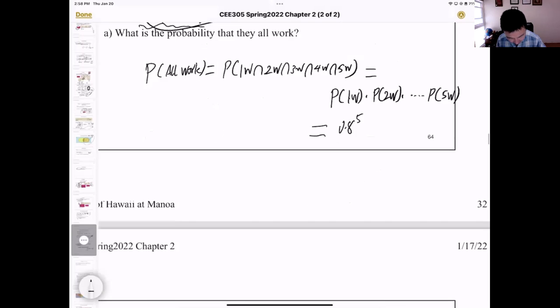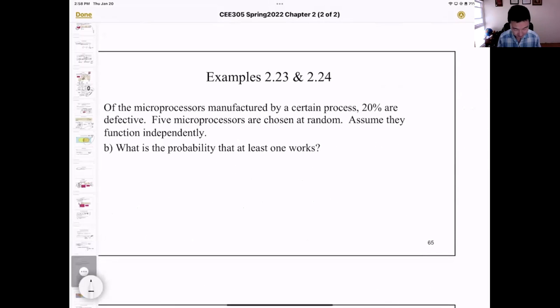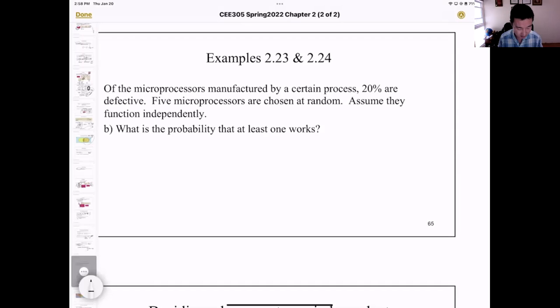All right, so we're almost there for today. The same question, now asking: what is the probability that at least one works? That will be more complicated. Because we have 5 in total, at least one means we have 1 work, or 2 work, 3 work, 4 work, or all 5 work. We can calculate the probability of all these and add them together.